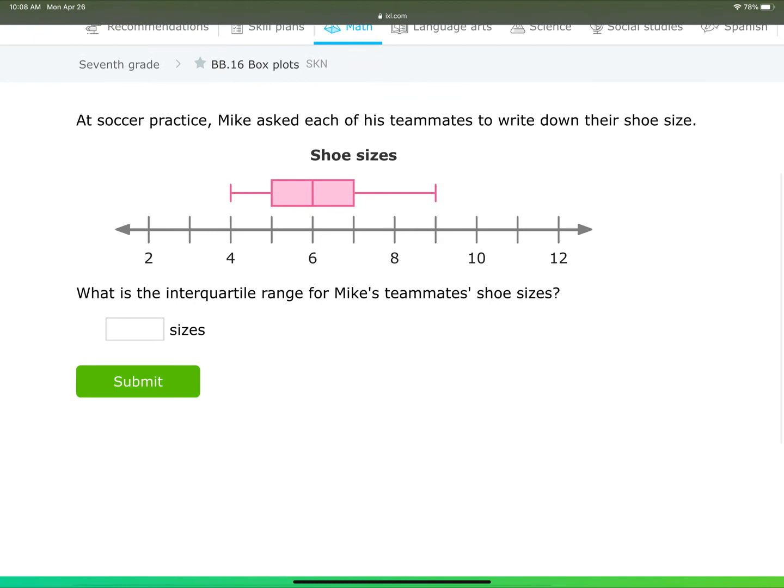Okay, we're almost done. We're going to get faster and faster. What's the interquartile range of Mike's teammates' shoe sizes? What's the number between 6 and 8? 7. And then the lower quartile is between 4 and 6. What's the number between 4 and 6? 5. So our interquartile range is our upper quartile minus our lower quartile. So it's 7 minus 5, which is, I already see it in the chat, 2.